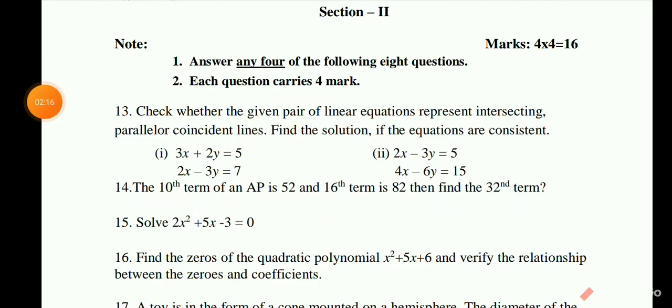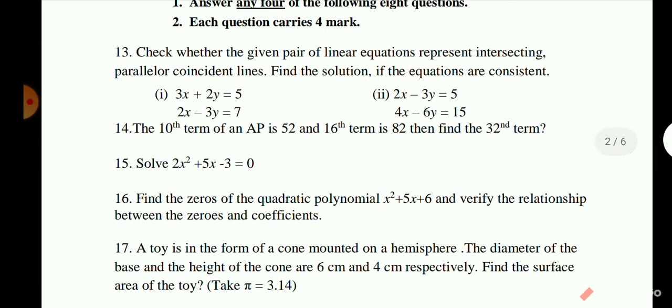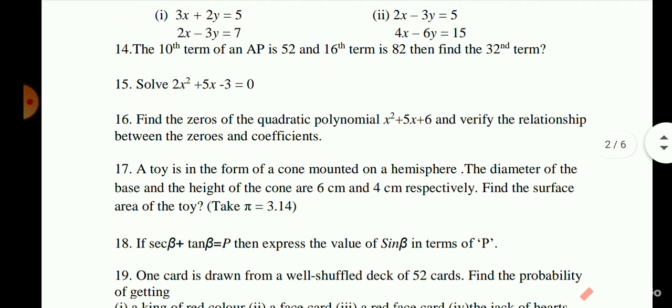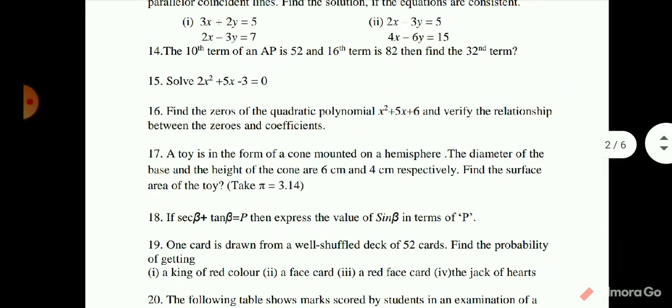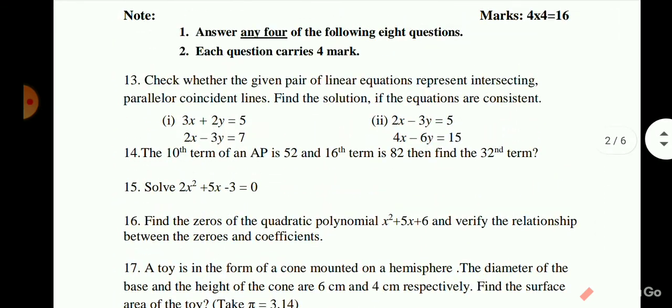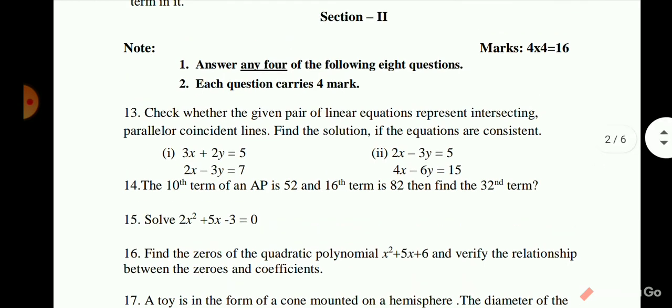Section 2 has 4 mark questions. Answer any 4 of the following 8 questions. In this section we have 8 questions in total, and from those 8 we have to write only 4. The questions come from all the topics. From these 8 we need to solve only 4 questions. This is section 2.